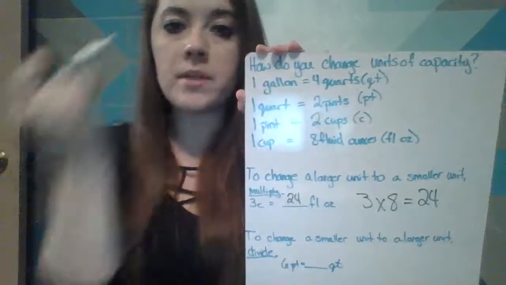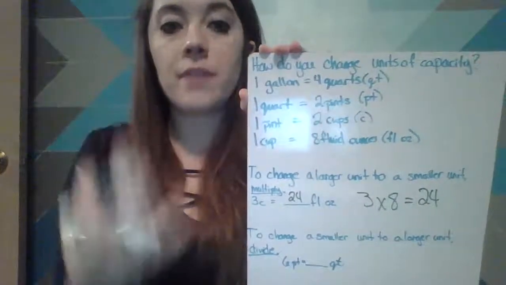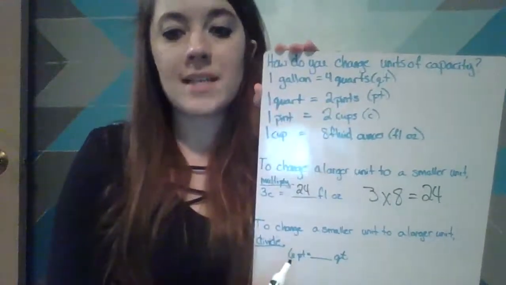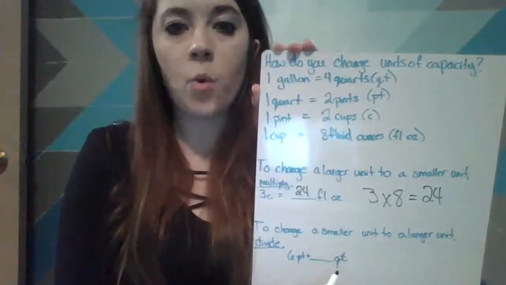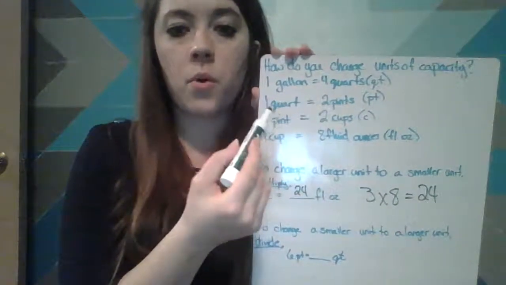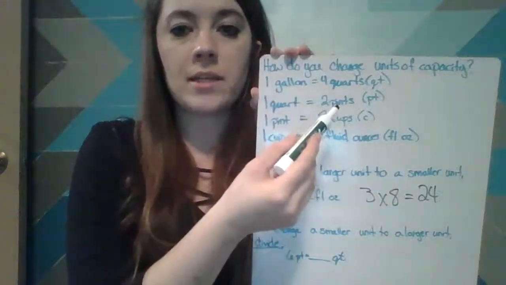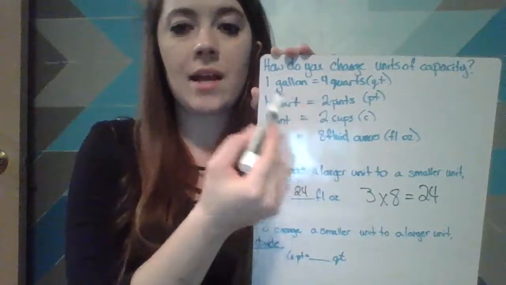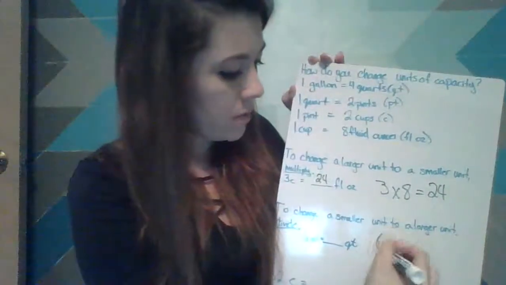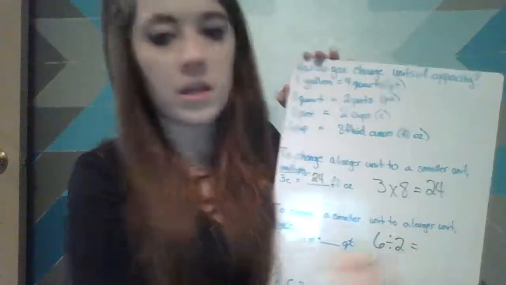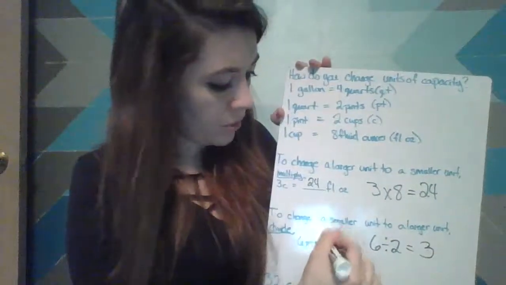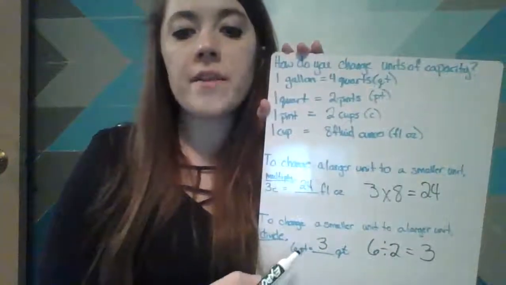Next, to change from a smaller unit to a larger unit, we divide. Just like what we saw when we were dealing with our customary units of length. Same thing happens with customary units of capacity. So we have 6 pints equals how many quarts? A quart is larger than a pint, so we're going to divide, and 2 pints equals 1 quart. So we divide by 2. 6 divided by 2 equals 3. So it's 3 quarts.